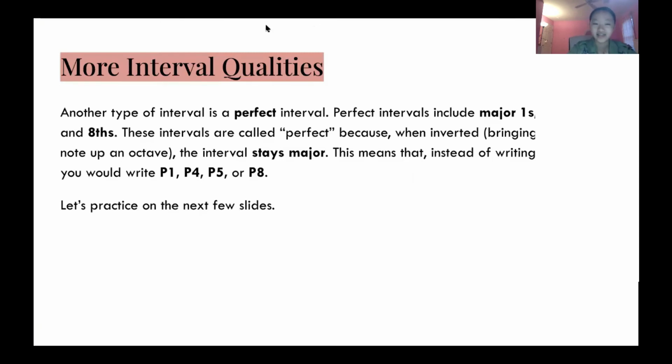Okay, I think this is really important to pay attention to also. So another type of interval is called a perfect interval. An interval is perfect when you have a major interval and that interval is a first, a fourth, a fifth, or an eighth. And they're called perfect because if you invert the interval, like you bring the bottom note up an octave, the interval stays major. And that doesn't happen with any other numbers. So that means instead of writing major fourth or major fifth, you would write perfect fourth, perfect fifth, perfect one, or perfect eight. And if you guys are curious, one interval is just two of the same note.